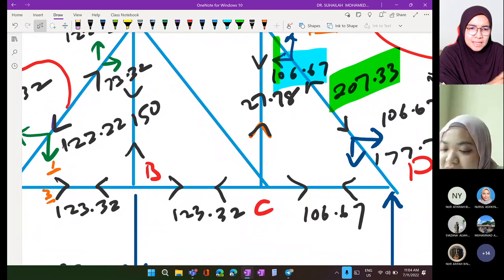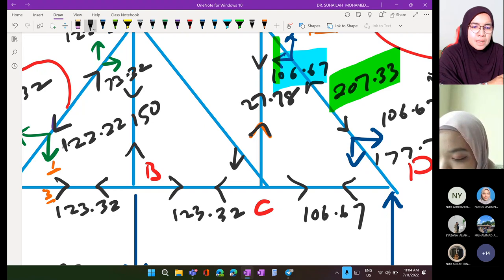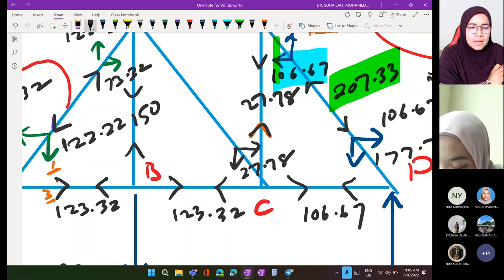Okay, now 27.78 dekat C pula. Okay, now we focus on C. C yang X dah settle. C yang Y belum settle. So C yang Y, 27.78 tu, balance dengan arrow ke bawah lah. Okay, balance dengan arrow ke bawah. 27.78. We need 27.78. Again, this is inclined member. Inclined member. Okay, use vector and use trigonometry. Okay, sama juga pakai 3 dengan 5.